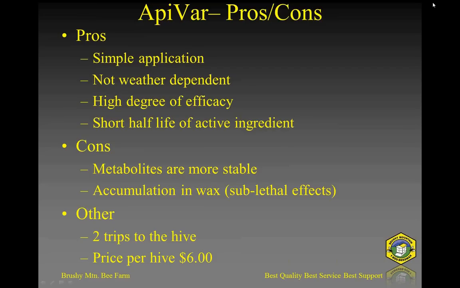And again, the accumulation in the wax. Now, Amitraz, again, it breaks down quickly, so we don't see Amitraz in the wax, but rather we see some of the metabolites in the wax, because the Amitraz breaks down so quickly. Again, 2 trips to the hive, once to put it in, once to take it out, and it's about $6 per hive.